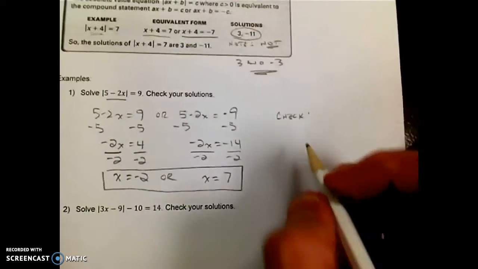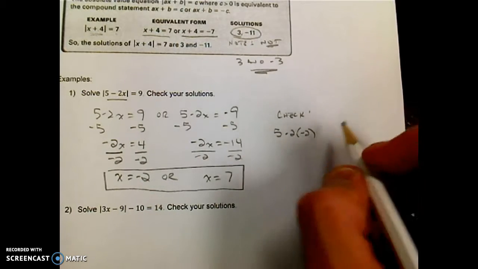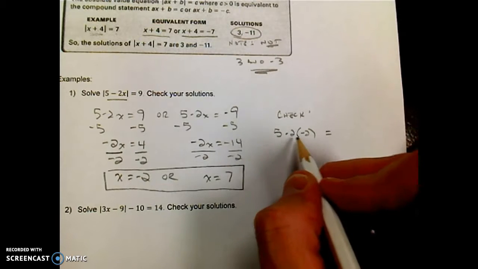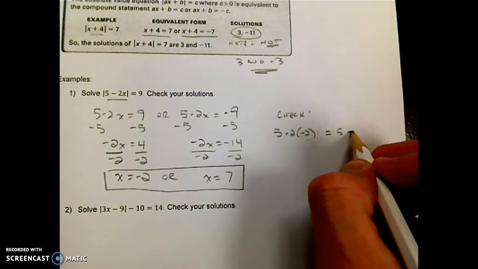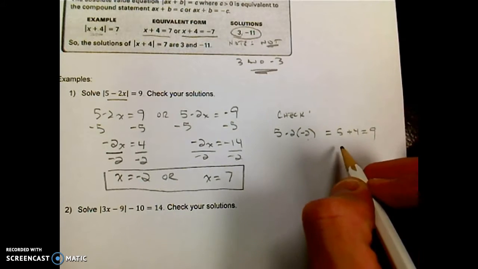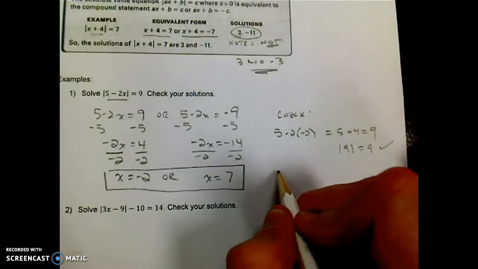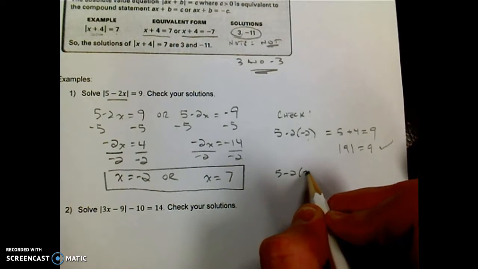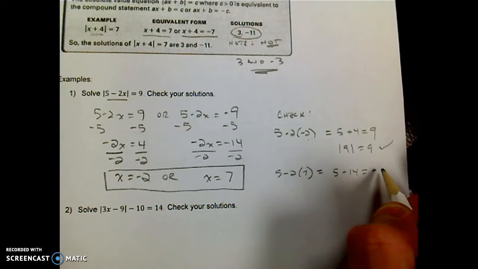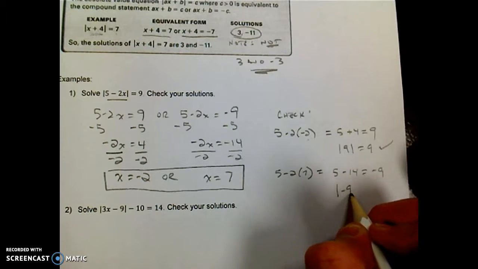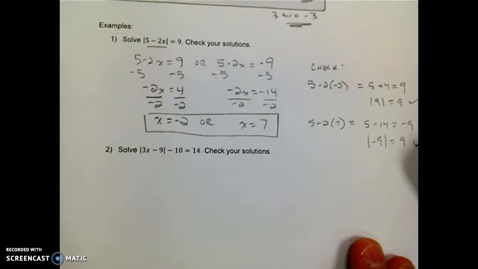What about checking my answers? Five minus -2 times -2, that's 5 plus 4 equals 9. Absolute value of 9 is 9. Check. How about if I use 7? 5 minus 2 times 7, so 5 minus 14 equals -9. And the absolute value of -9 is 9. That checks as well.